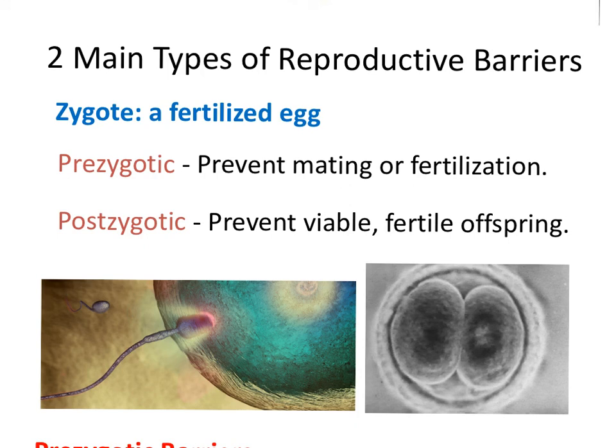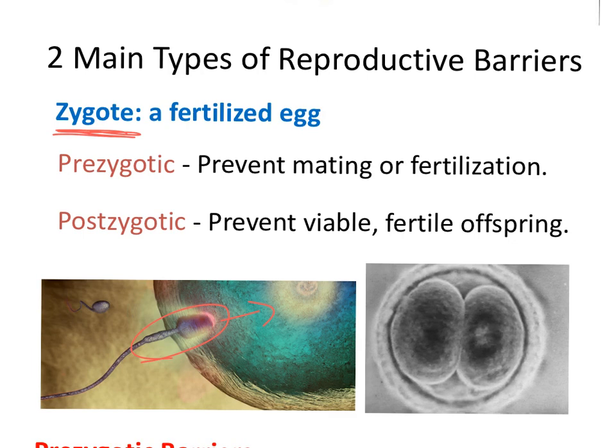Those ways in which that isolation can happen, those reproductive barriers, can occur before or after the organisms mate. So 3 quick definitions, and then we'll dive into how these species become isolated from one another. A zygote is a word you probably have not heard before. A zygote is a fertilized egg, meaning that the sperm has gone into the egg and a little embryo, or the little baby, is starting to grow.